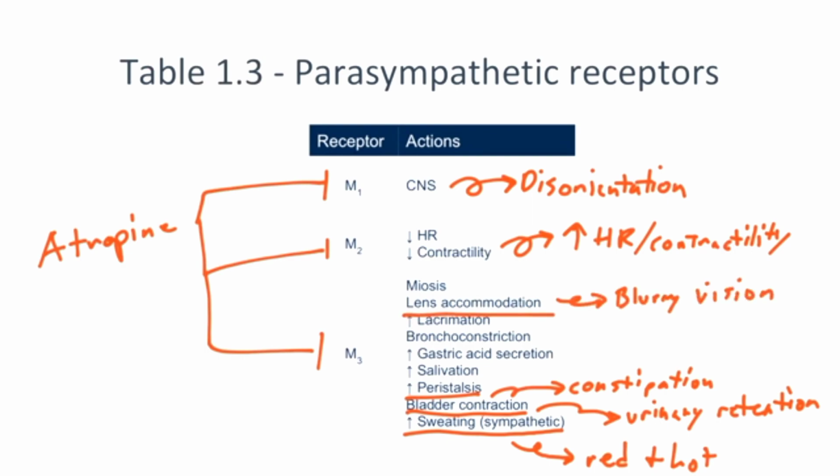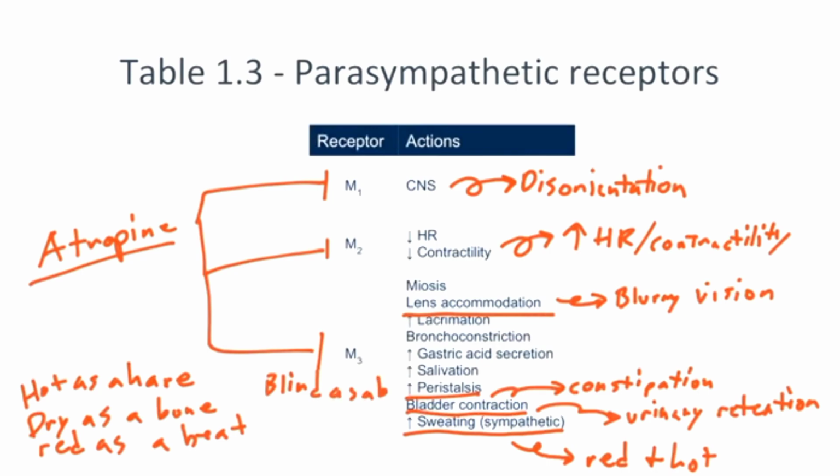Now there is a mnemonic that many people have found helpful for remembering the symptoms of muscarinic block, or atropine use. And it goes like this: hot as a hare, dry as a bone, red as a beet, blind as a bat, and mad as a hatter. Now you may find this helpful, but for me personally, I like to know how the body works and then just deduce the symptoms from there, as we've just done on this slide.